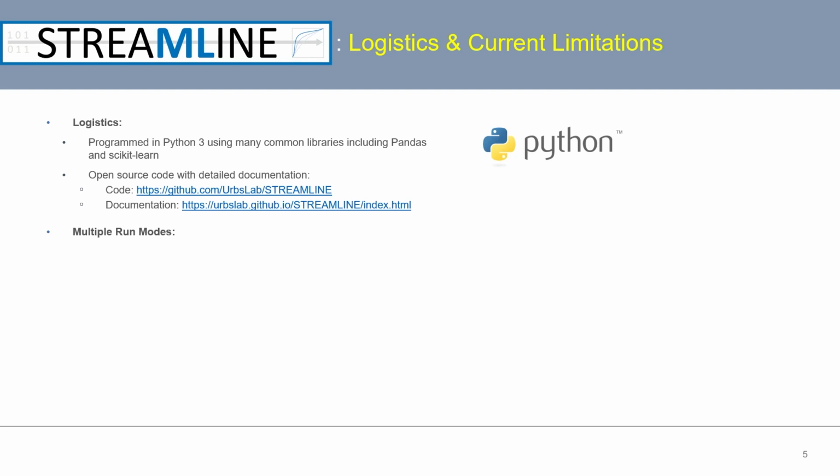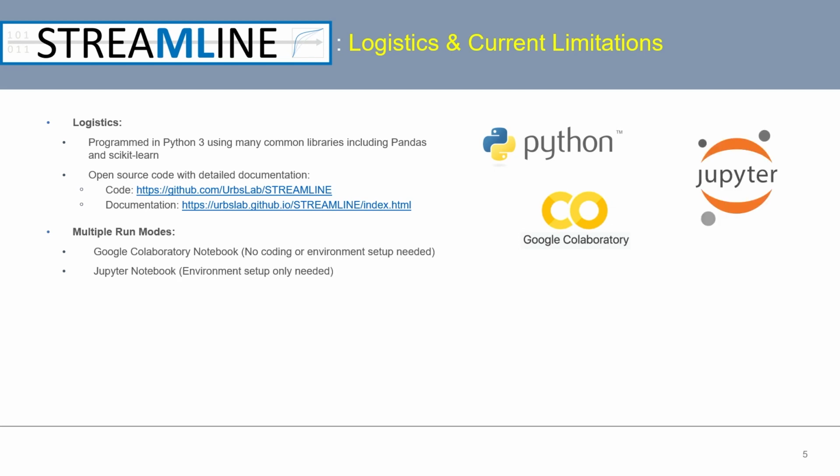STREAMLINE also comes equipped with multiple run modes for flexibility and accessibility for users with and without any coding or machine learning experience. The simplest run mode is within a Google Collaboratory notebook, which requires neither coding nor coding environment setup. The next simplest run mode is within Jupyter Notebook, requiring only coding environment setup.